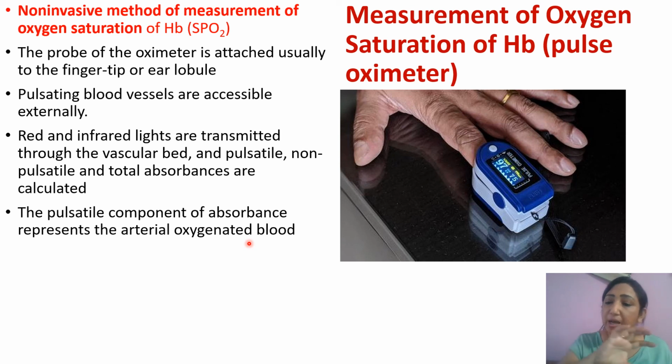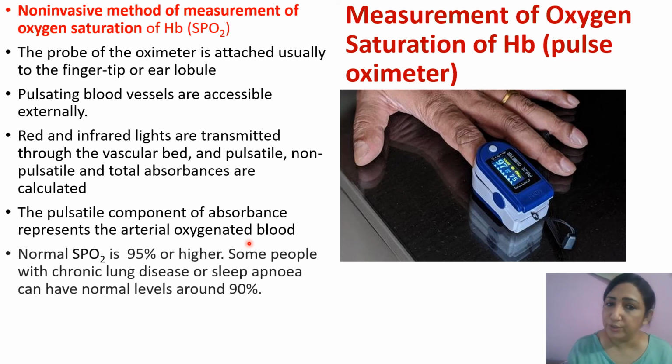Whatever pulsatile light comes and hits the hemoglobin, it comes back again. So how much light is absorbed indicates the total amount of hemoglobin present in that blood. This is how SpO2 is measured, and the normal SpO2 is 95 and more, up to 97 or 98 also. In some people with chronic lung disease or sleep apnea, it can be at the level of 90, and 90% is normal for them. They have accommodated themselves to that partial pressure of oxygen and percentage saturation of the hemoglobin.